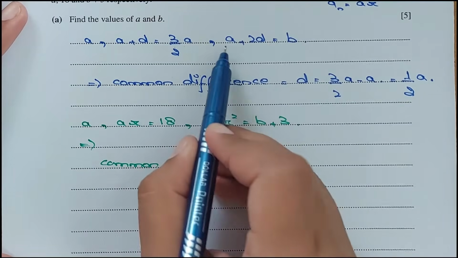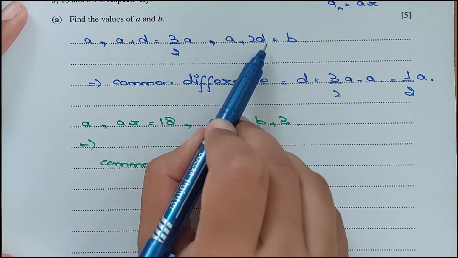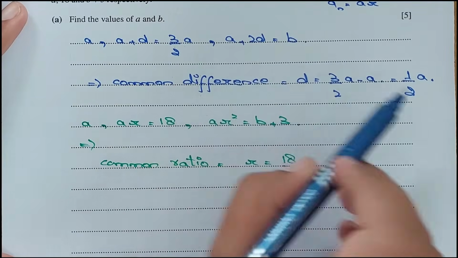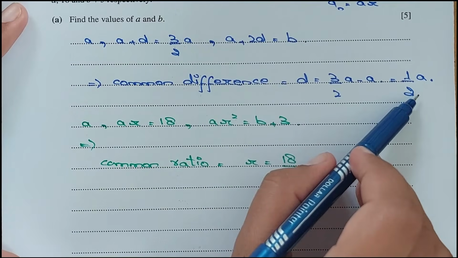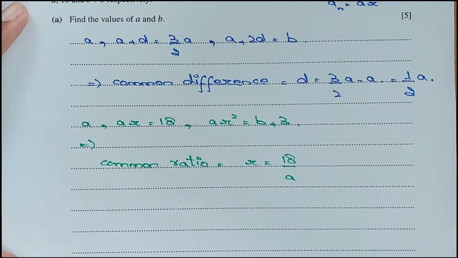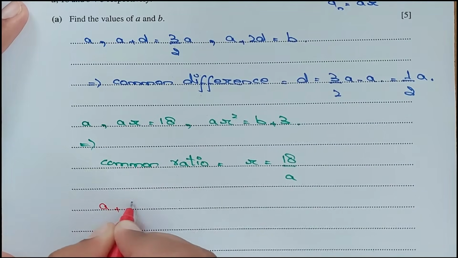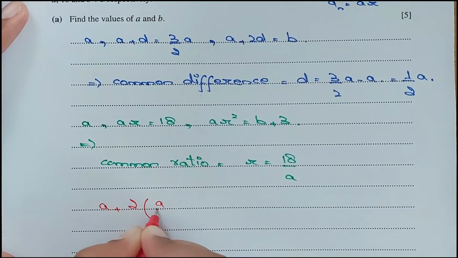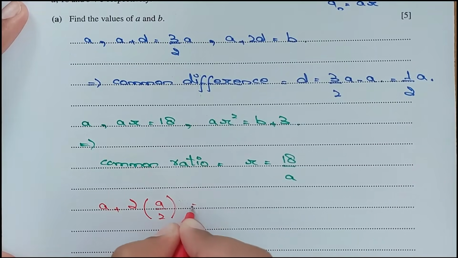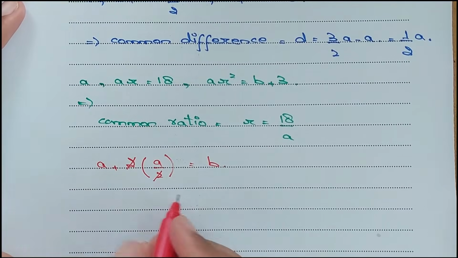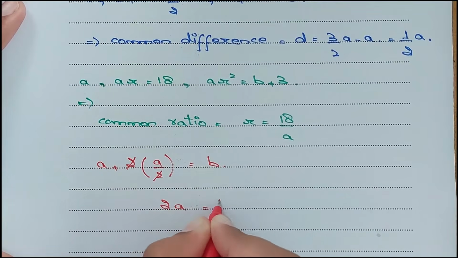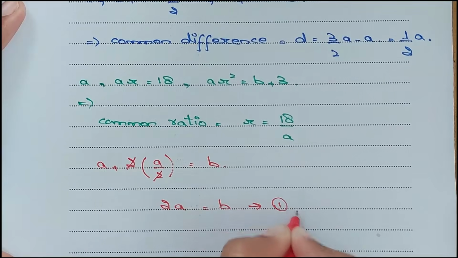So if we consider this A, D, and B, we can write down D in terms of A, right? So what is this equation? The first equation we can say. So we have A plus 2 times D, which is A by 2. This would be equal to B, right? We can cancel the 2 with 2. So 2A would be equal to B.